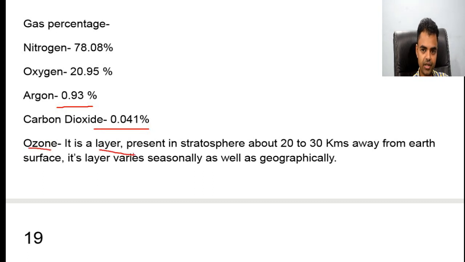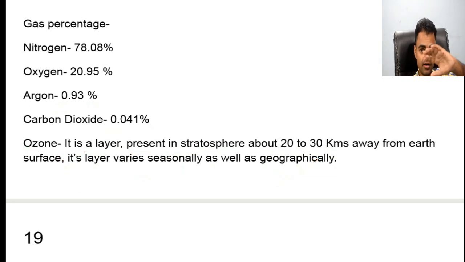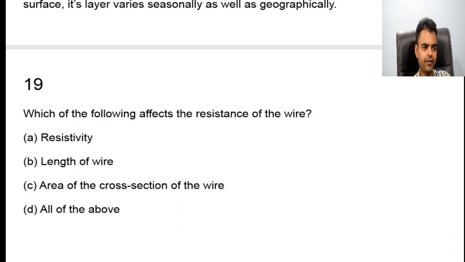Ozone is a layer present in the atmosphere, 20 to 30 kilometers above the earth's surface. Its layer varies seasonally as well as geographically. What is meant by geographically? The ozone layer may be thicker above India. Even where I'm sitting, the upper side may have a thicker ozone layer, and where you are sitting may have a different ozone layer. So it varies geographically. Seasonally means rainy season, winter season, it may differ.